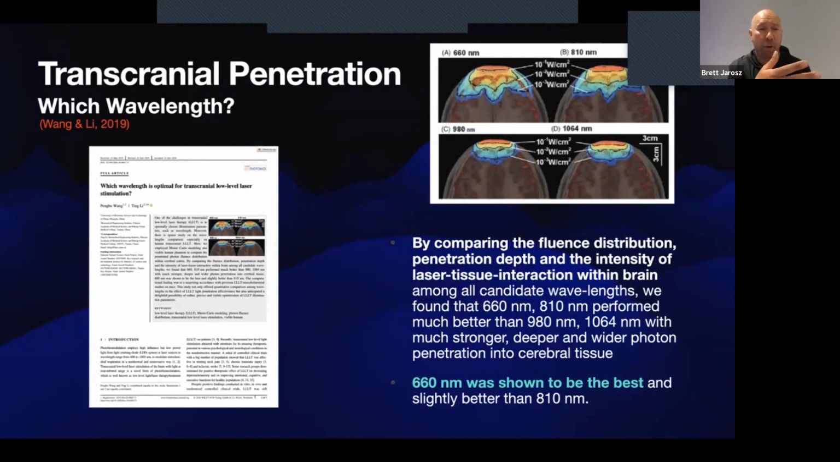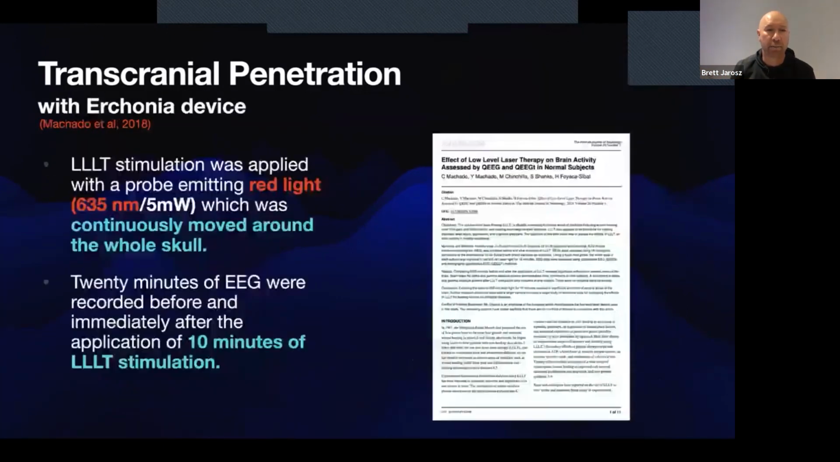As an example, I might have mentioned in the last webinar that we know that porphyrin in red blood cells absorbs the violet light. Because it's absorbing the violet light, you're transferring the energy along your red blood cells systemically. Really, really fascinating stuff. But we can see here, just as it relates to transcranial penetration, by comparing that distribution, penetration depth, and the intensity of the laser tissue interaction, that 660, so red, and 810 infrared performed better than those longer wavelengths of 980 and 1064, and 660 was shown to be the best, better than the 810.